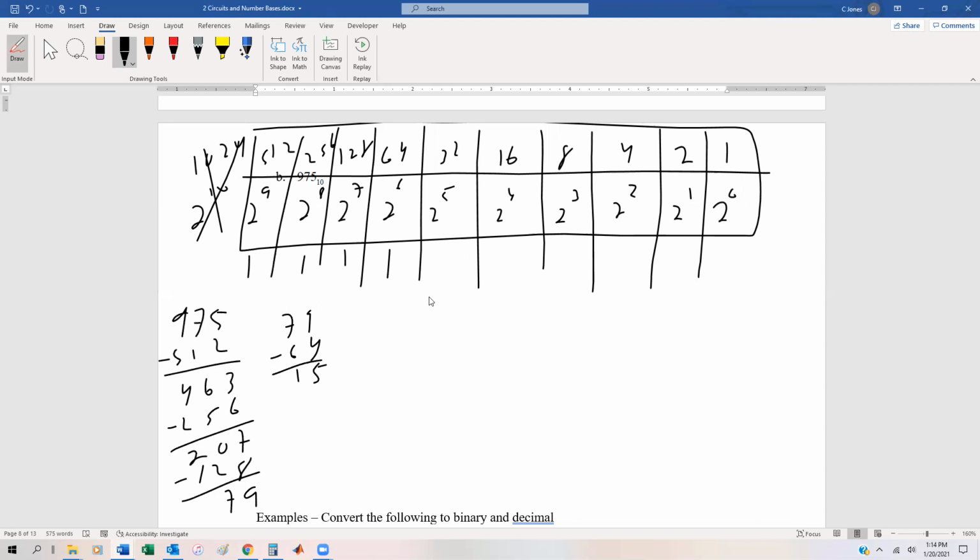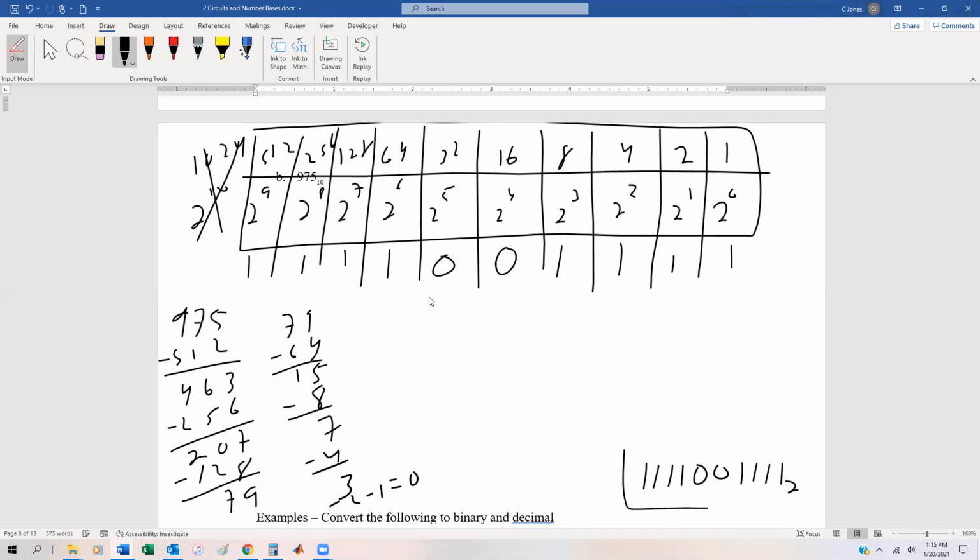We know that 32 is bigger than 15. We know that 16 is bigger than 15. And we can subtract 8. We can subtract 4. We can subtract 2. We can subtract 1. And that gives us our binary value. So in binary, we have 1111001111 in base 2. All right, so let's hold on to that.